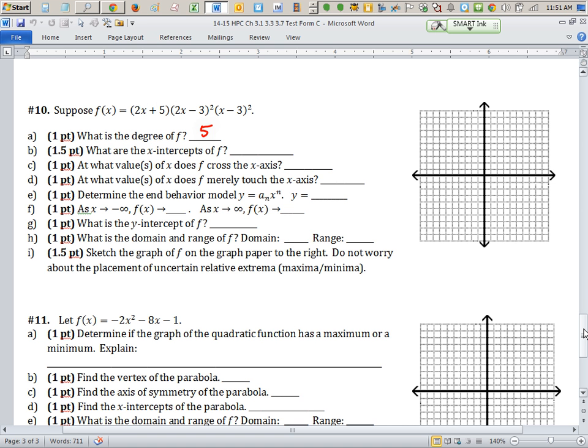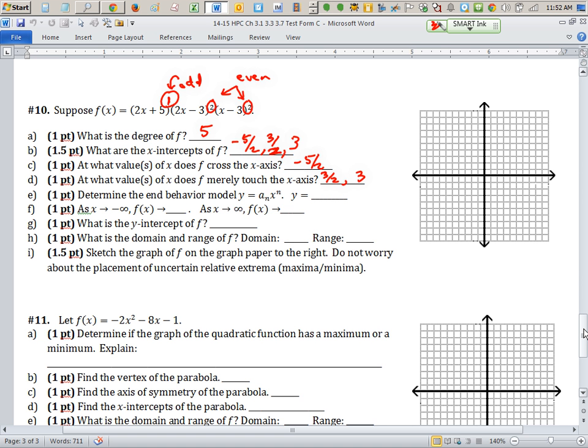What are the x-intercepts? Everything's clearly factored, so we have negative 5 halves, 3 halves, and 3. At what value does it cross the x-axis? That would be at negative 5 halves because of the odd multiplicity. At what values of x does f merely touch the x-axis? That's the even multiplicity ones, so that would be the 3 halves and the 3.